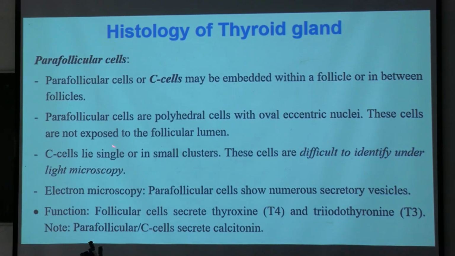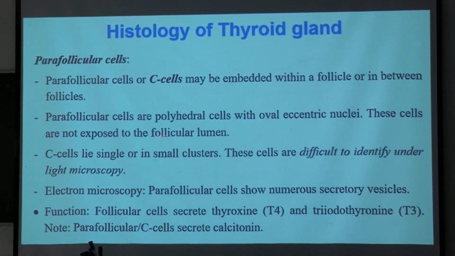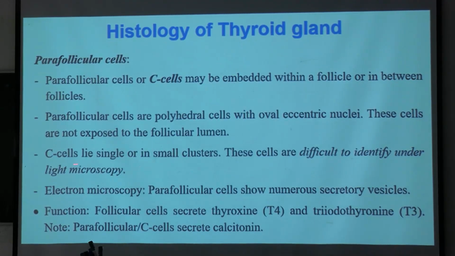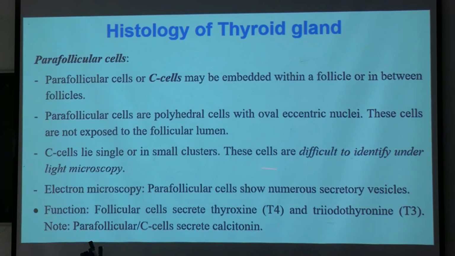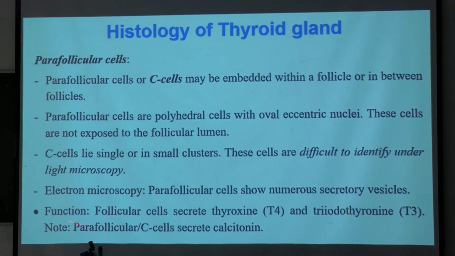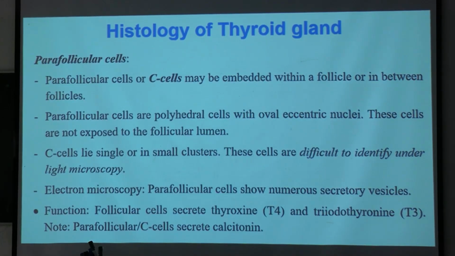And parafollicular cells are polyhedral cells with oval eccentric nuclei, and these cells are not exposed to the follicular lumen. C cells lie single or in small clusters, and these cells are difficult to identify under the light microscopy. An electron microscopy shows parafollicular cells show numerous secretory vesicles.